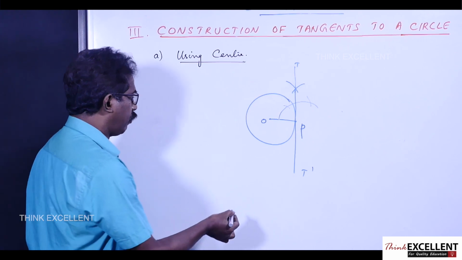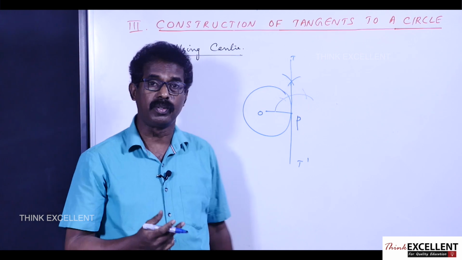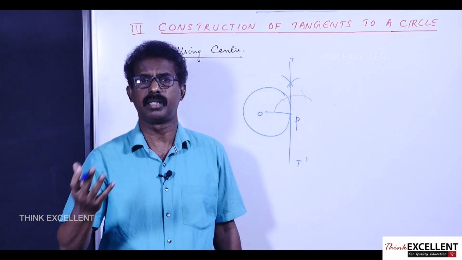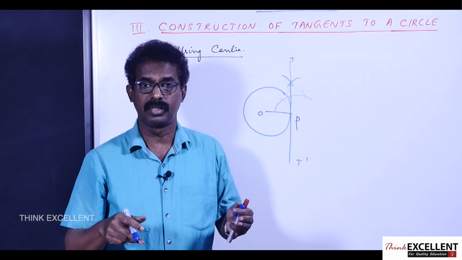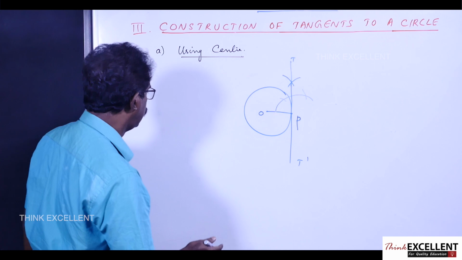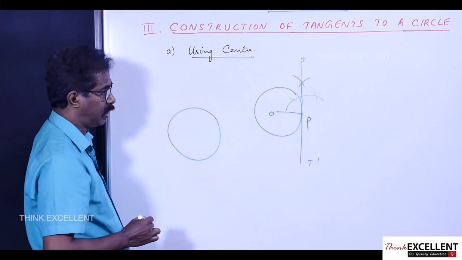Draw a circle for the given measurement. Sometimes they may give the diameter, so you have to be very careful. Read the question very carefully. If the diameter is 8 centimeter, don't take 8 centimeter as the radius. If the diameter is given, you take half of that. Okay, so take the given radius and draw the circle.